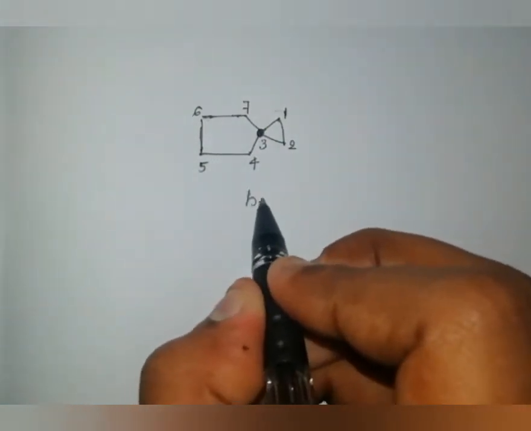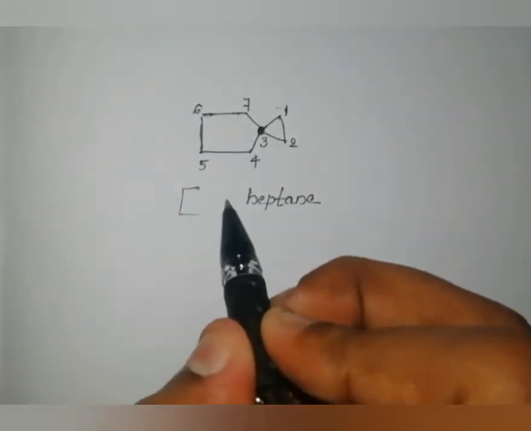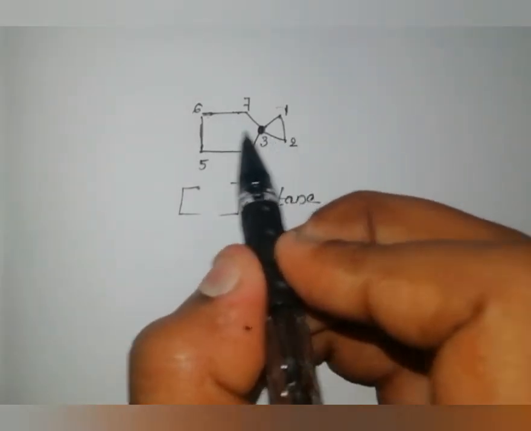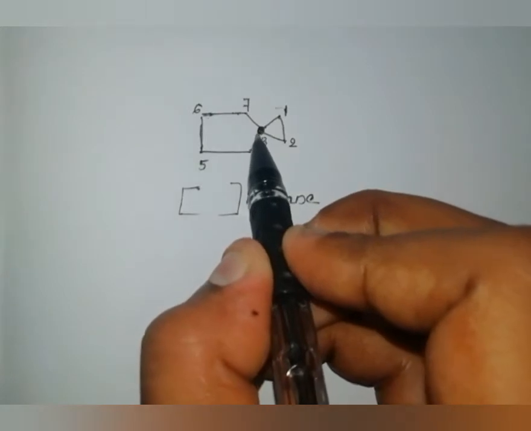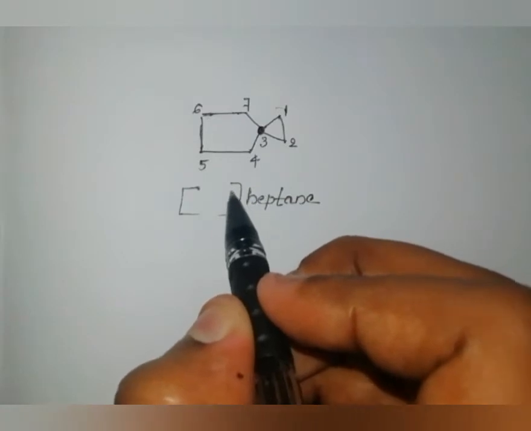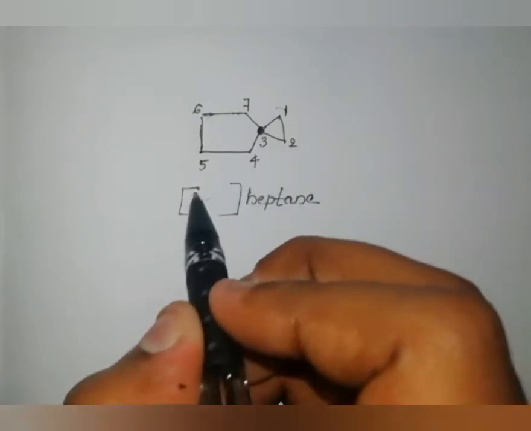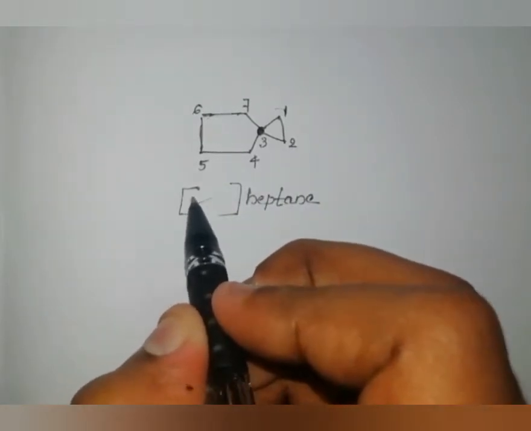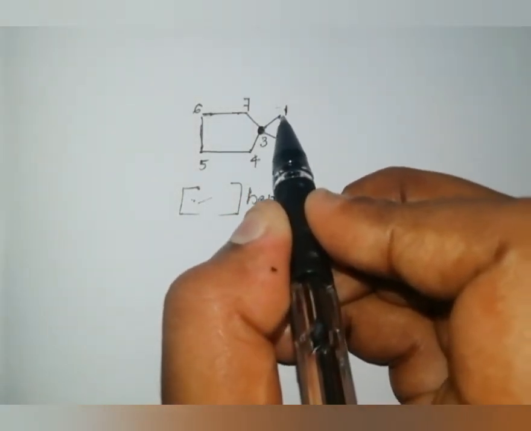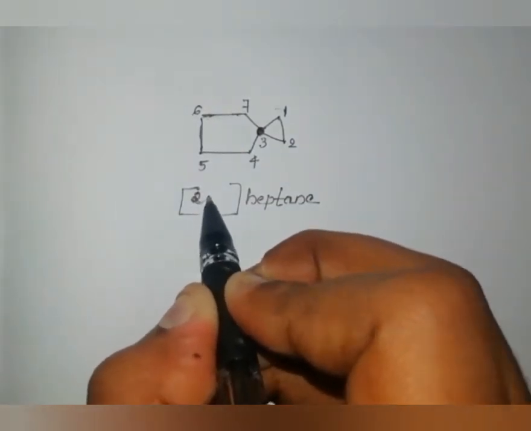So there are 7 carbon atoms. So the root word for this particular compound is heptane, and we can put in brackets the number of carbon atoms in between the Spiro atom. Here the numbers within the brackets are arranged in the increasing order of their size. So first priority goes to the ring having the smaller number of carbon atoms. So the first priority goes to this particular ring. There are 2 carbon atoms, so put 2, then dot.